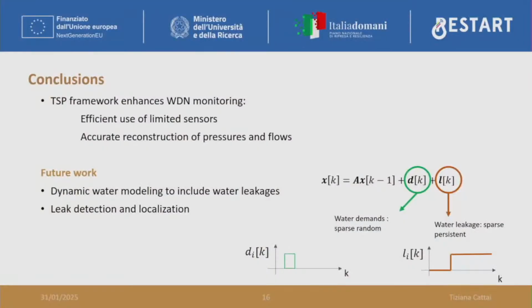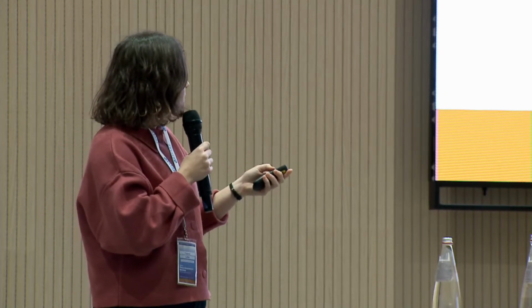So to conclude, we have demonstrated the ability of topological signal processing to reconstruct the flow and pressure values in the network, giving a way to optimally monitor water distribution networks. And in the future, we will investigate the possibility to have a dynamic model in which we also include water leakages, that are a big problem in water distribution networks, that has more or less the behavior represented on the right curve, because we have a loss of water in some pipes of the network that once it starts, then remains persistent. So thank you for the attention, and if you have any question, feel free to ask.